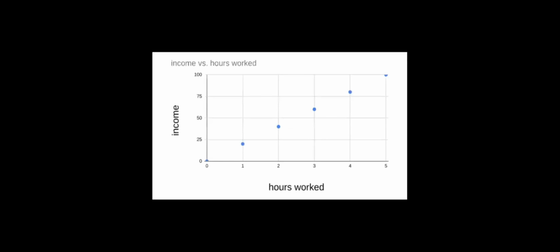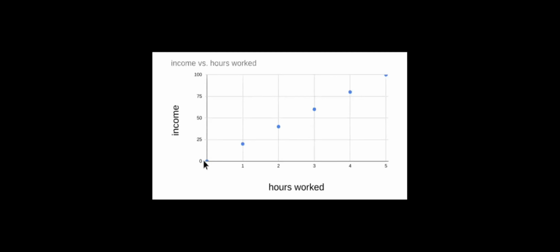The linear relationship is called a linear correlation. And in statistics, when we talk about correlation, we usually mean a linear correlation. Here's an example of a perfectly linear correlation. Income versus hours worked. Each extra hour you work adds the same fixed amount to your income. Let's say you earn $20 per hour. Every additional hour increases your total income by exactly $20.